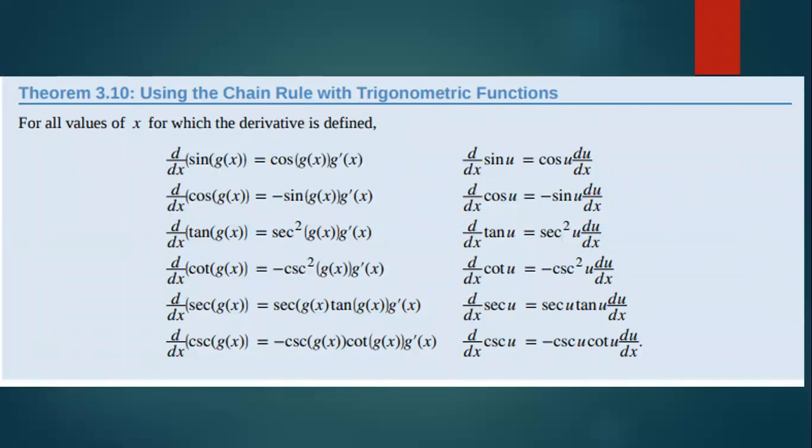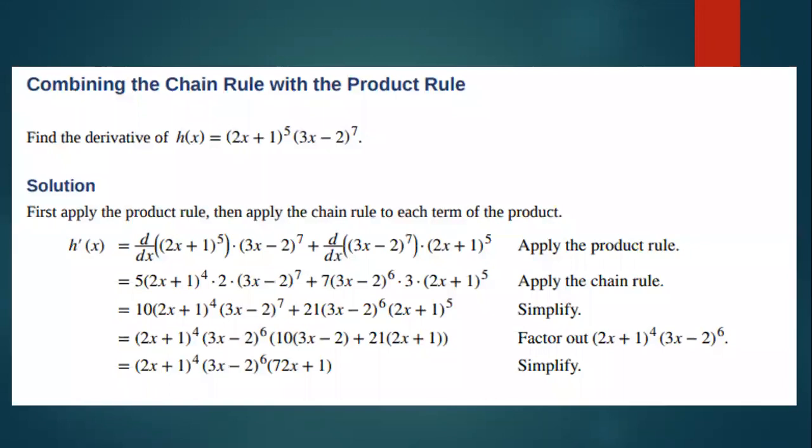Using the chain rule with trigonometric functions, this is the end of the previous lecture. Now, combining the chain rule with the product rule. The question is, h of x equals (2x plus 1) whole power 5 into (3x minus 2) power 7. So we have to apply the product rule separately.